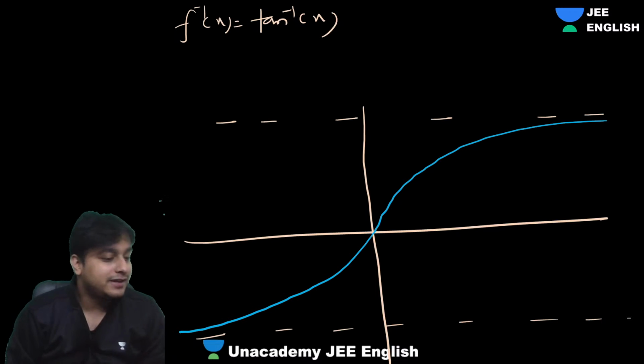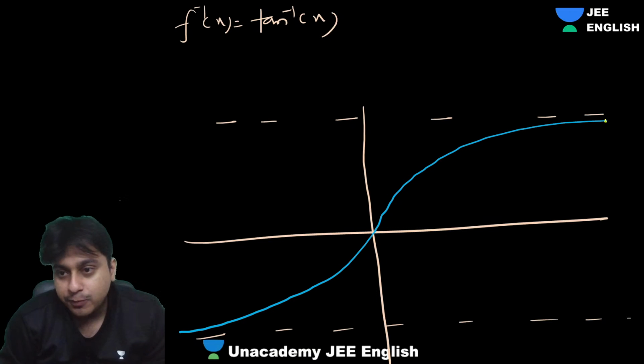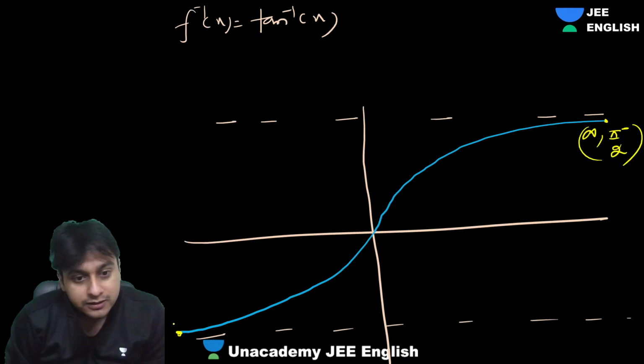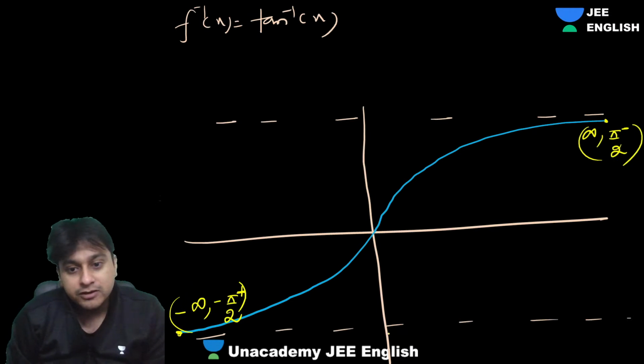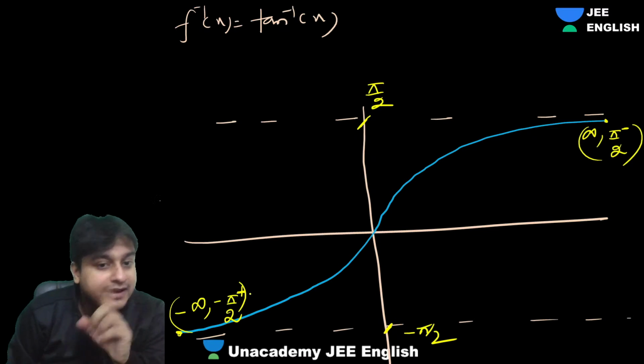How many of you agree? Guys, the graph has flipped. This point is now infinity, comma pi by 2 say slightly lesser. And this point is what? Minus infinity, x is minus infinity, comma minus pi by 2 say slightly more, because this graph is minus pi by 2 and this point is pi by 2. It is slightly less than pi by 2. This is slightly more than minus pi by 2.